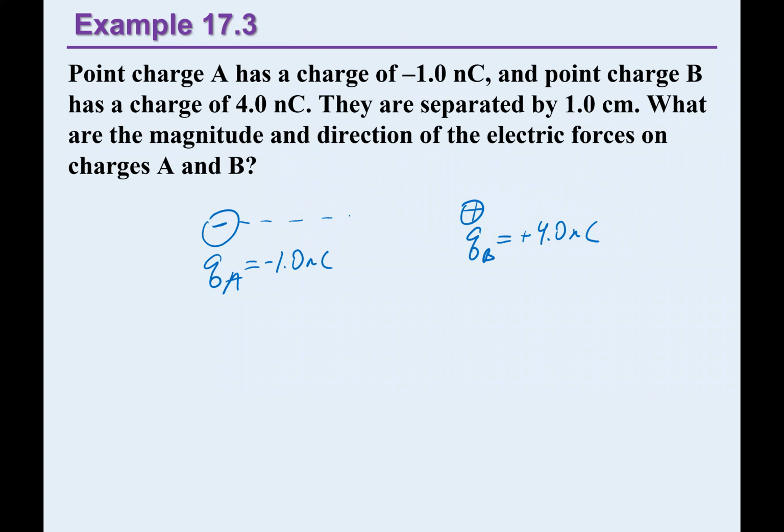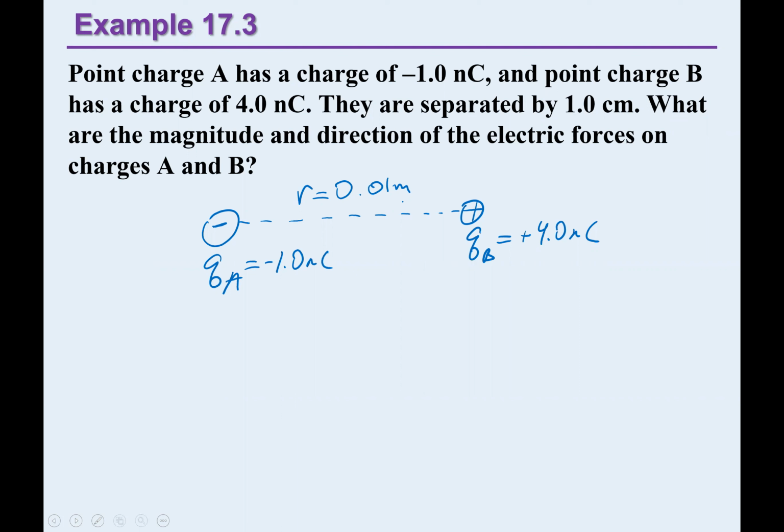They are separated by 1 centimeter. That means I have distance r equals. Now, remember, the length for the force has to be in meters. So it's 0.01 meters. You have to make sure to use MKS units, if you want SI units. MKS stands for meters, kilograms, seconds. Okay. So what I want to know is this: what are the magnitude and direction of the electric force on charges A and B?